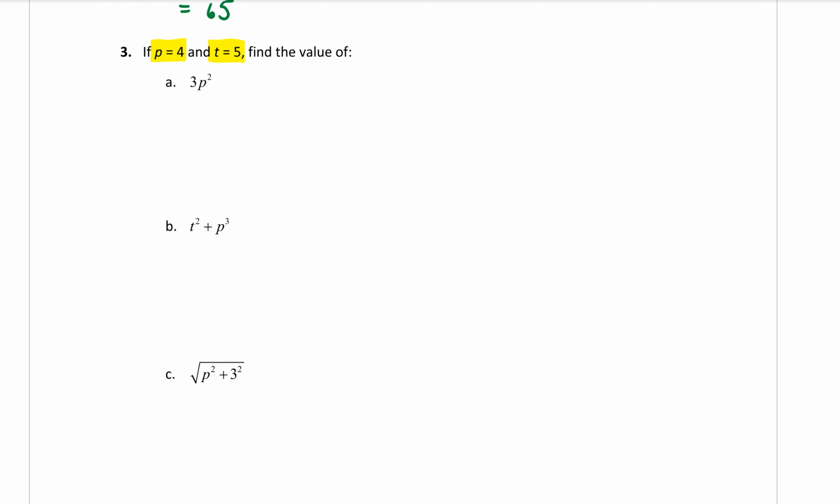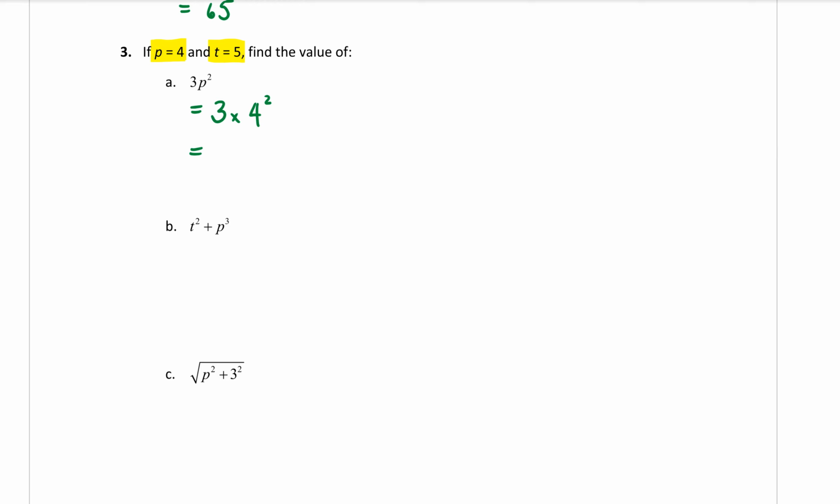First of all, we want to substitute into that expression. So we have a 3, then we have a P, so we want a multiplication sign, and P is 4, so let's replace that, and then we have a little squared sign. Now, squared means to times by itself. So 4 squared is the same as 4 times 4, which is 16, which you would then multiply by 3.